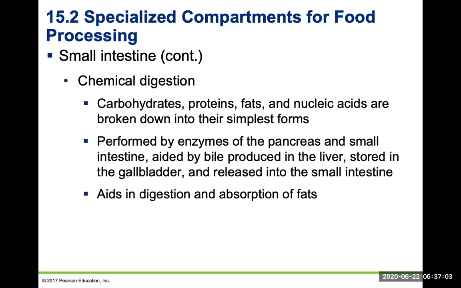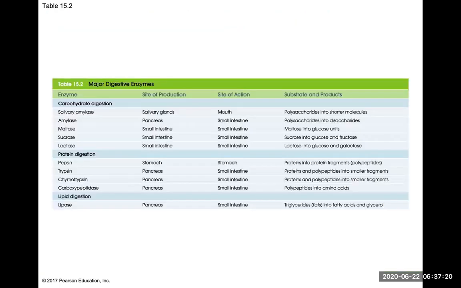There's a lot of enzymes from the pancreas, bile from the liver, stored in the gallbladder and released into the small intestine. So we have digestion and absorption of fats, carbohydrates, proteins, nucleic acids. They're all broken down in the small intestine. And then another review of all the major digestive enzymes and where you can find them.